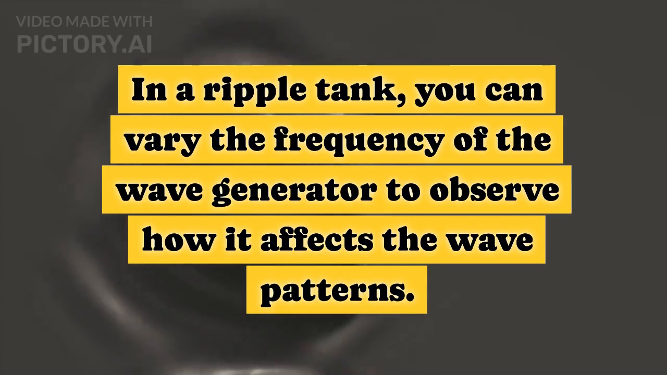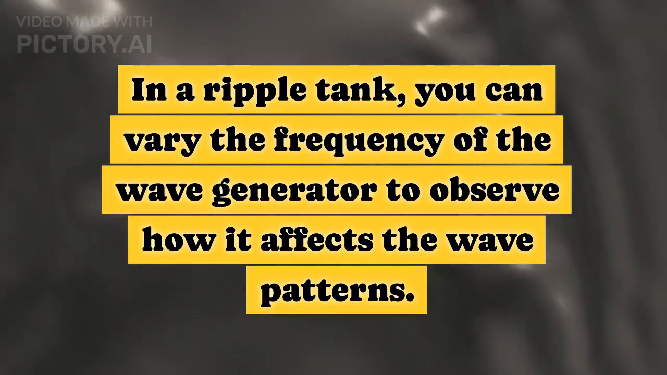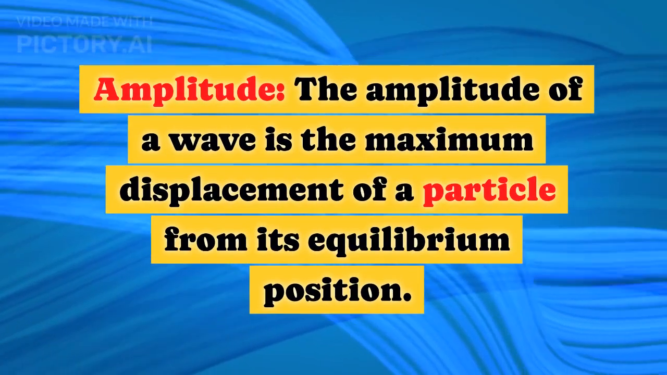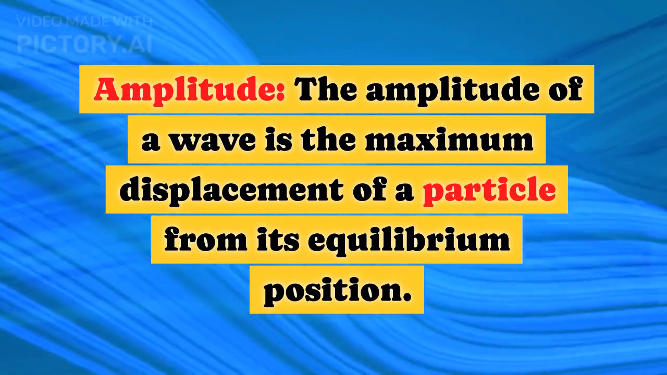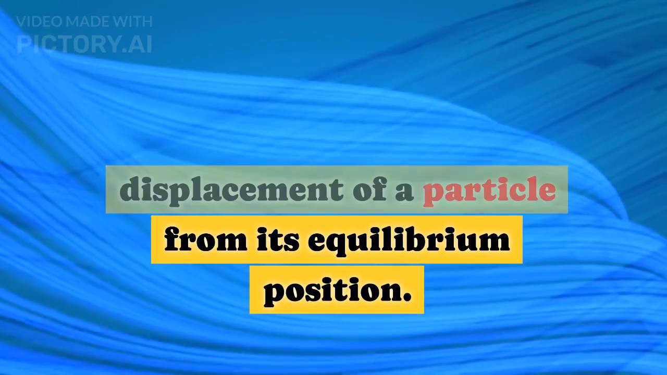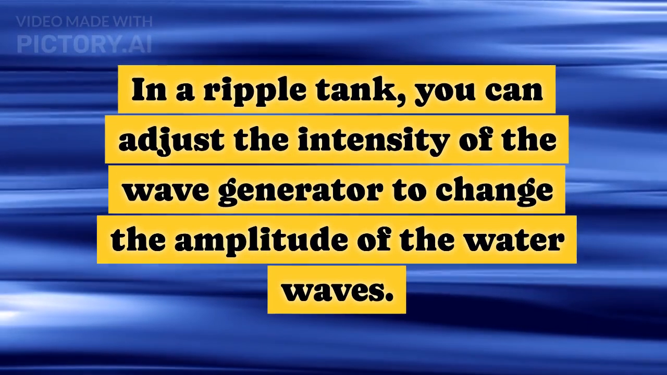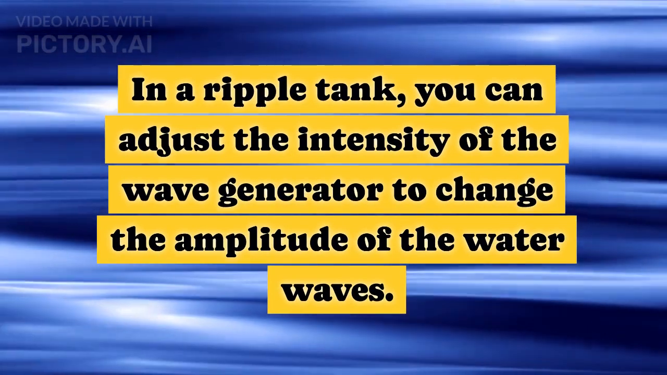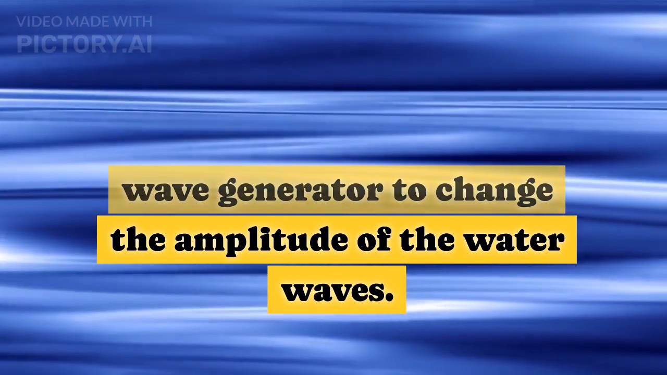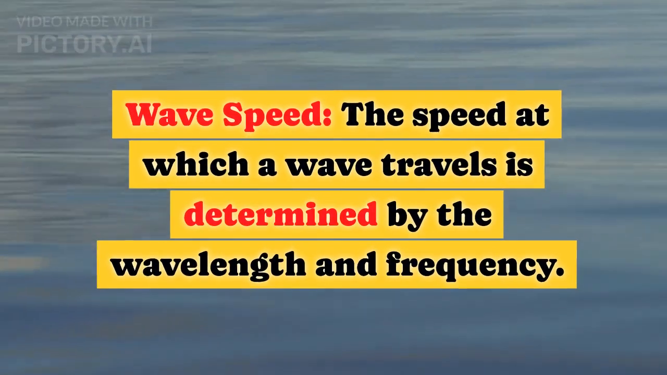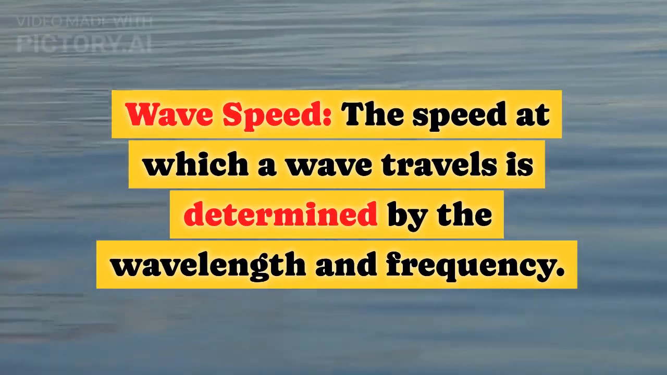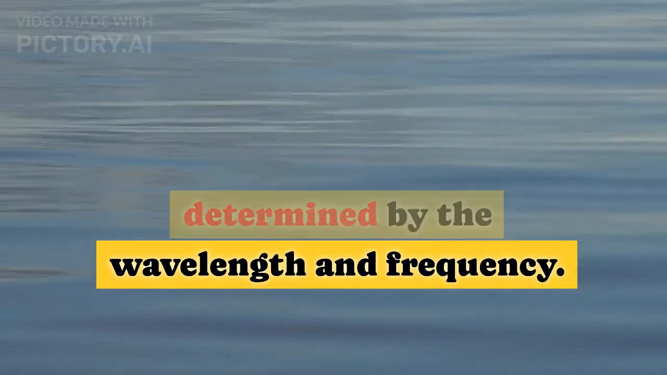In a ripple tank, you can vary the frequency of the wave generator to observe how it affects the wave patterns. Amplitude. The amplitude of a wave is the maximum displacement of a particle from its equilibrium position. In a ripple tank, you can adjust the intensity of the wave generator to change the amplitude of the water waves.